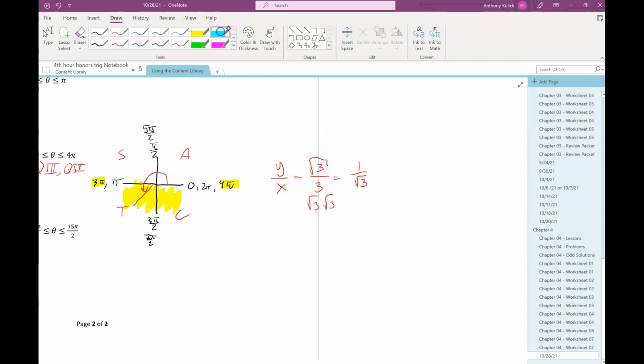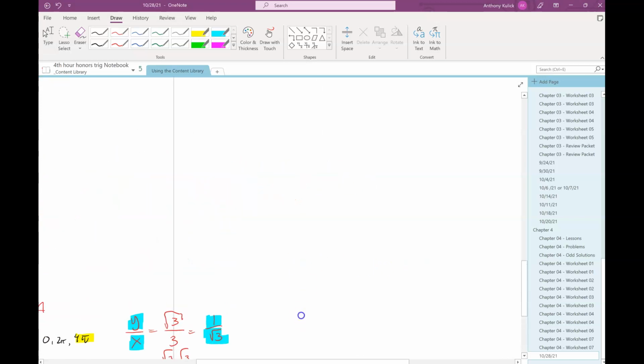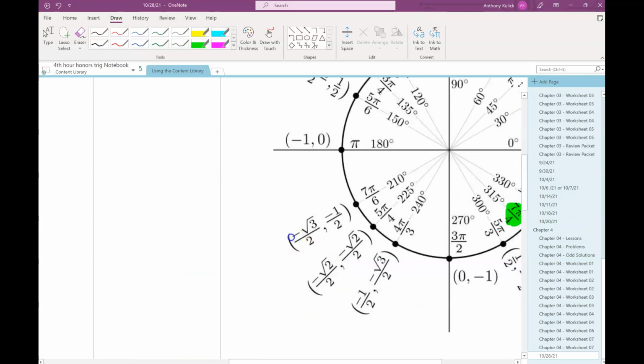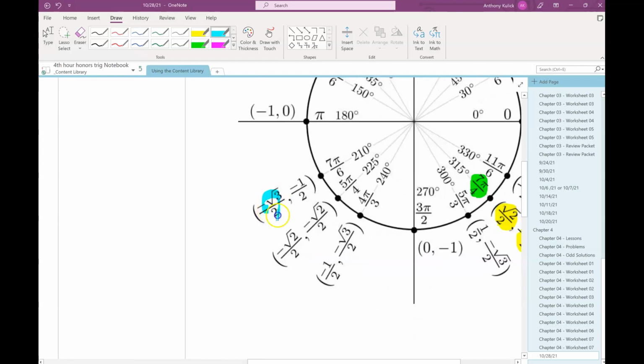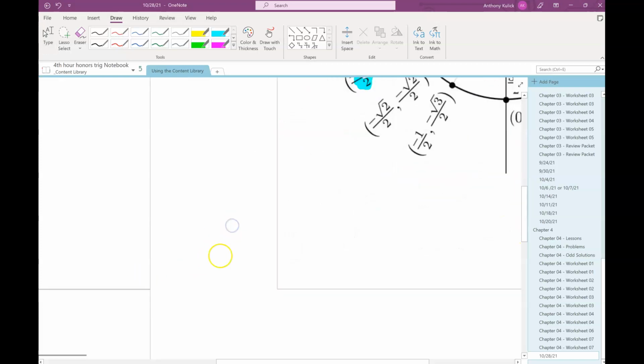And now I'm going to go look on the unit circle for a place in quadrant 3 where the y coordinate has a 1 and the x coordinate has a root 3. So I'm looking at 7 pi over 6. However, that is not my final answer. What's wrong with that?